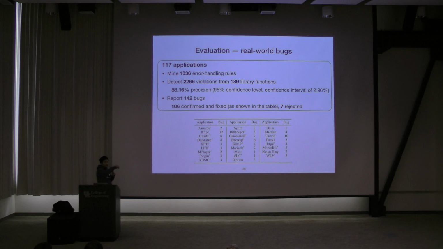So here we have some error handling rules, right? And next we need to find violations of these rules in source code. So one violation is kind of a potential bug. Can you give me a quick example of what is a violation? Just a simple example. Okay.